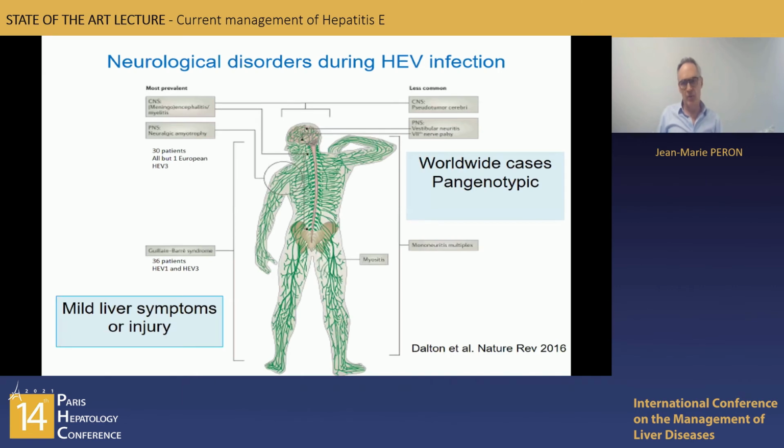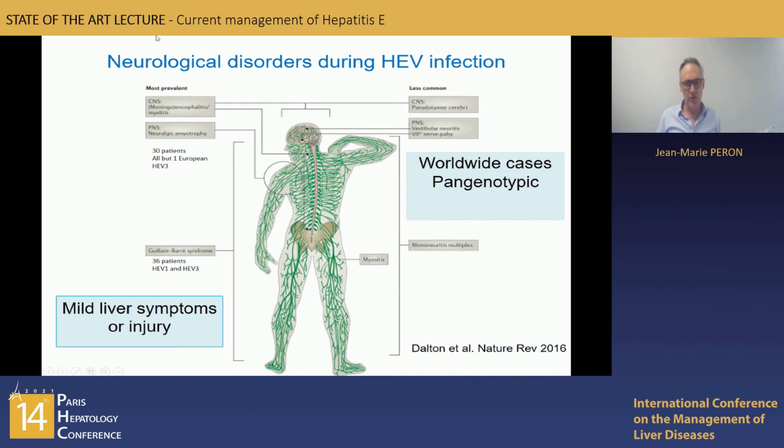Now, let's talk a little bit about the neurological disorders. First thing is that the cases have been described worldwide. So this is a possibility with all genotypes. Second important fact is that usually the liver symptoms are mild. Jaundice is almost never present. So this is mostly a neurological thing with sometimes elevated liver enzymes.